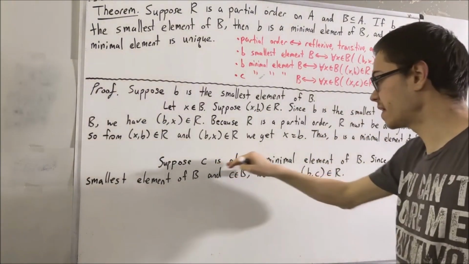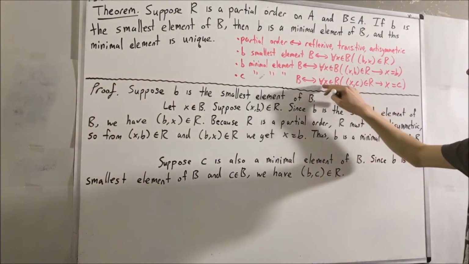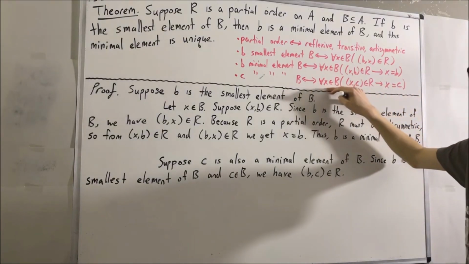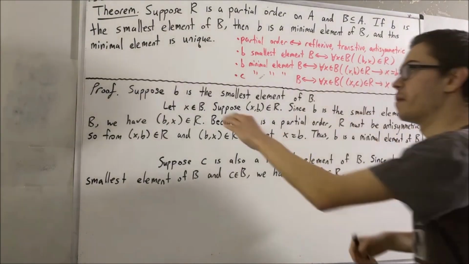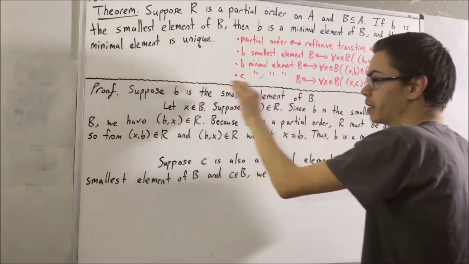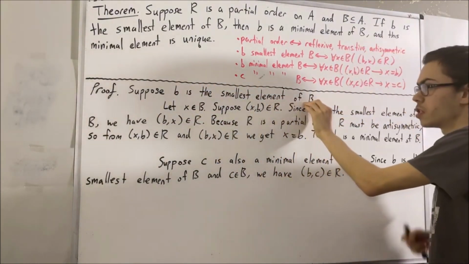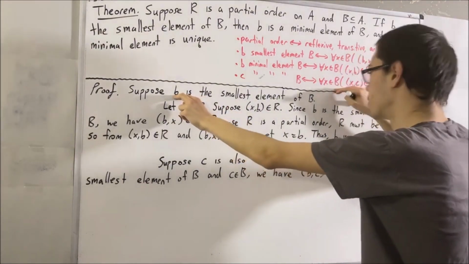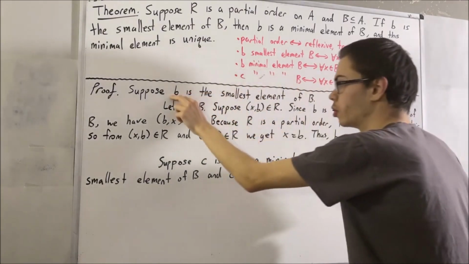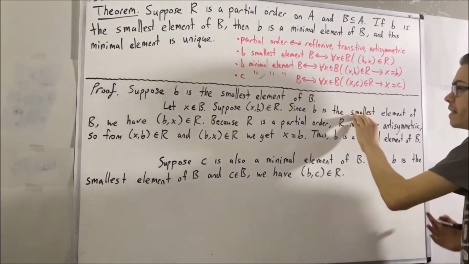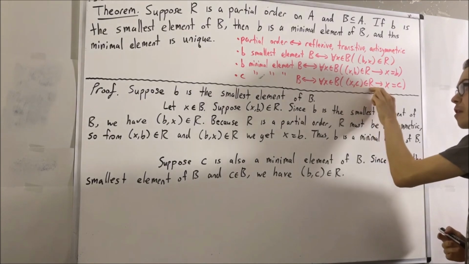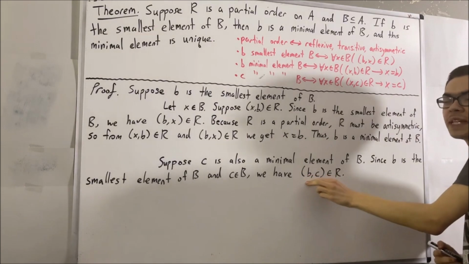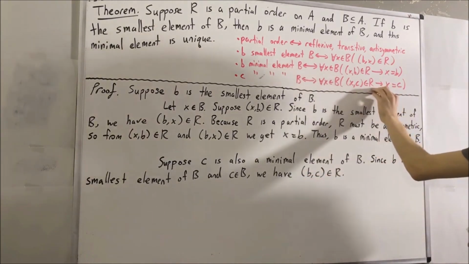Next, because c is a minimal element of B, that means that this statement is true. And this statement also works for every element in B. Now, since b is the smallest element of B, clearly b is an element of B. So, because this statement works for every element in B, it must work for little b. So we're going to replace x with little b. And if we do that, we get that if (b, c) is an element of R, then b is equal to c. But we already know that (b, c) is an element of R. So it follows that b is equal to c.